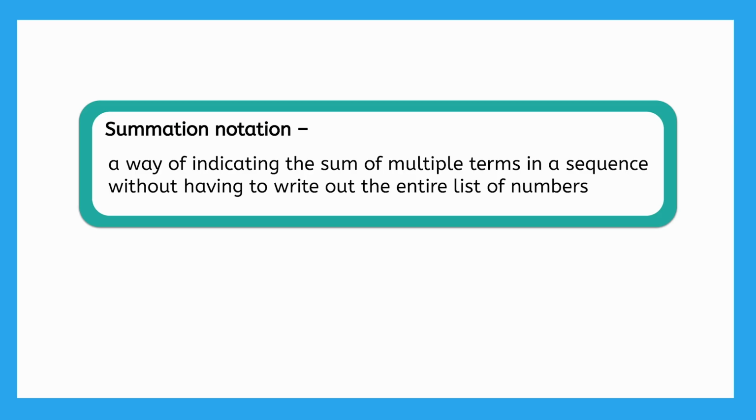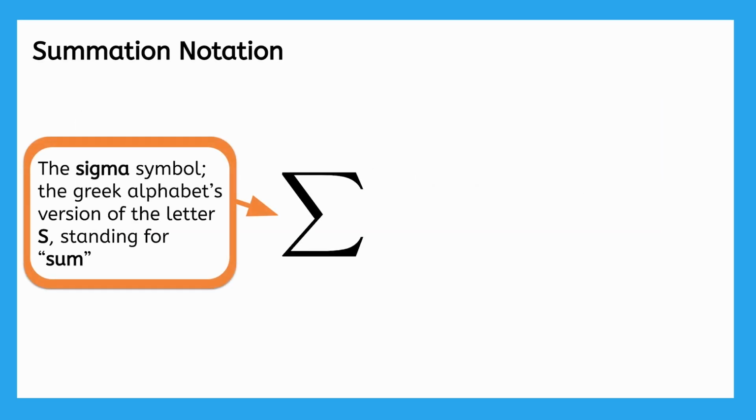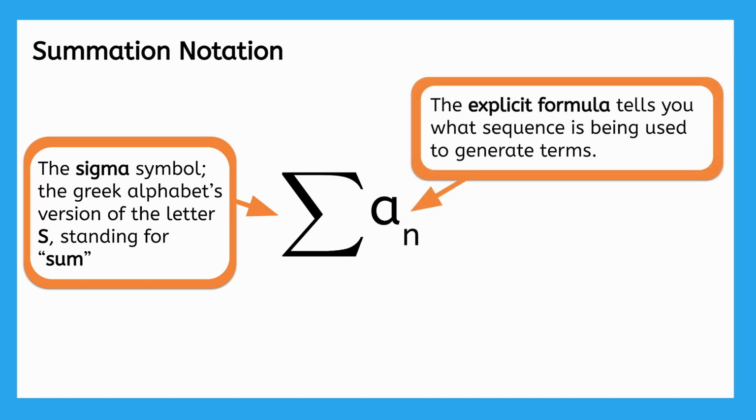Summation notation is a way of indicating the sum of multiple terms in a sequence without having to actually write out the entire list of numbers. You'll know summation notation by this symbol, sigma. It's like putting a big S there for sum, except the Greek version, because mathematicians love their Greek letters. Sigma will be followed by the explicit formula for some sequence. That way, you know what sequence is being used to generate the terms being added together. But it's not enough to just say the sum of terms in this sequence, because sequences just keep going forever.